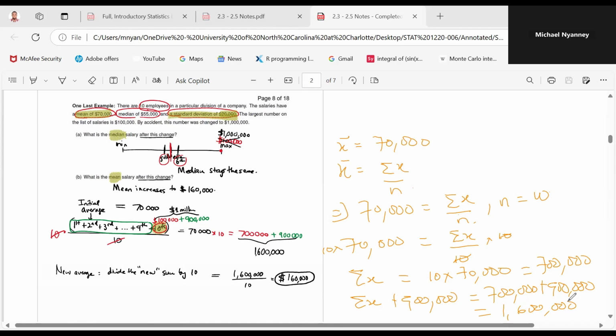So how do we get the mean now after this change? Then we pick the new sum, that is 1,600,000. Then we divide it by N, which is 10. And this equals 160,000. So this would be our new mean. Okay, that is that. So first of all, our first mean was 70,000. Now it has increased to 160,000 by the change. All right.